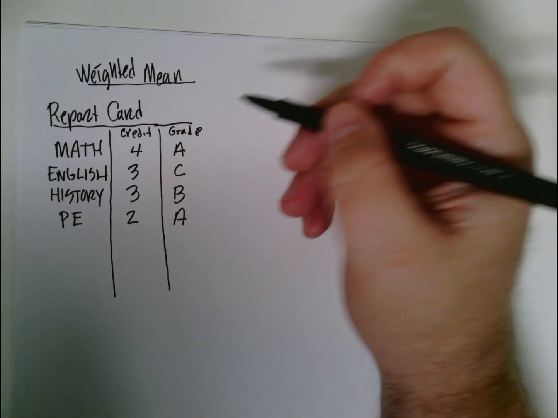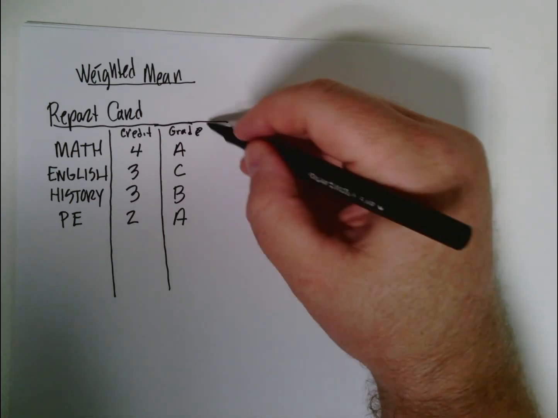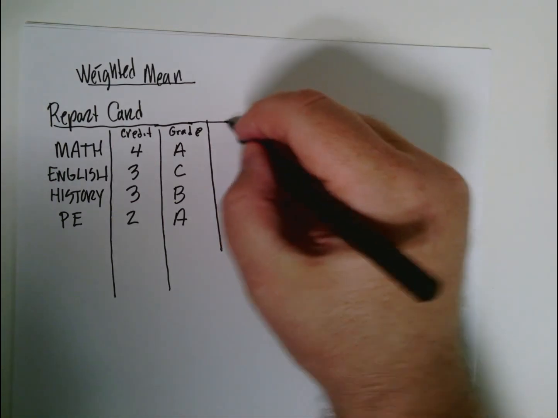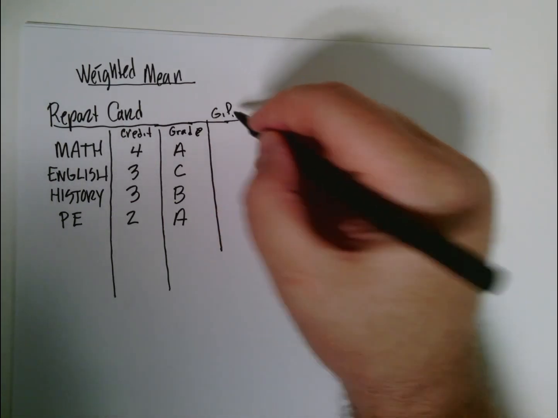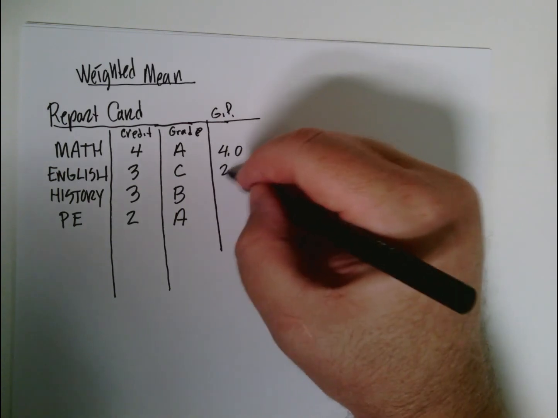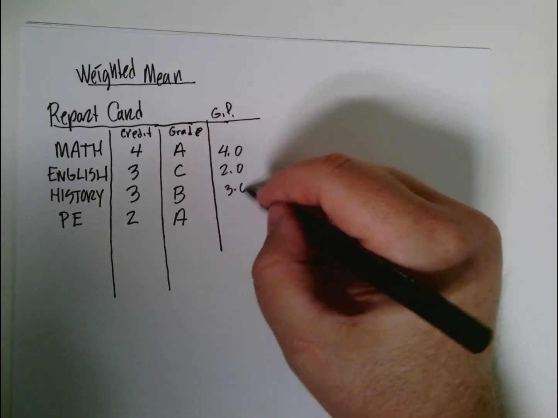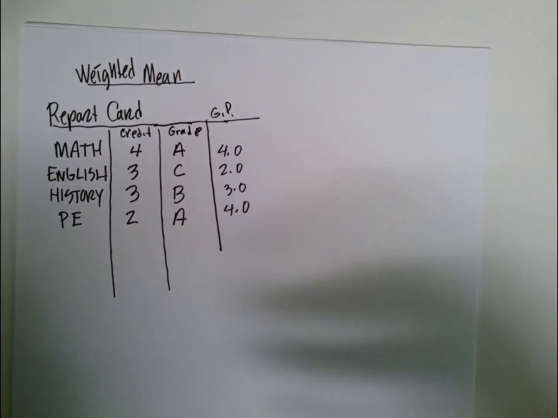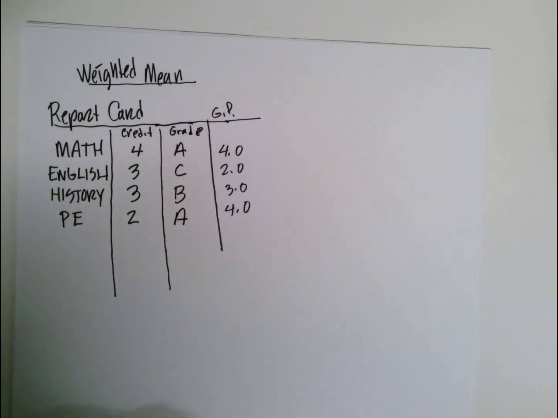All right, so let's suppose that we have a normal 4.0 grade point thing here going on. So our grade points would be, translated, A would be 4.0, 2.0, 3.0, 4.0, like that. So those are our grades. Now the credit is how much weight that the grade holds in the total.